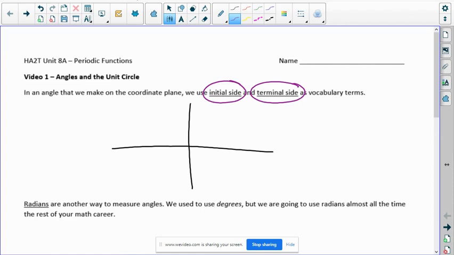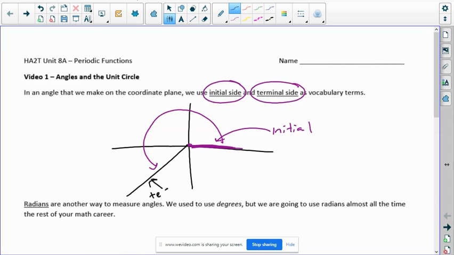On the coordinate plane, we generally start our angles on the positive x-axis. We call this the initial side of an angle. Then the angle opens up a certain amount. We're going to open it until it ends somewhere. We're going to call this the terminal side. That makes this angle that starts here and ends here have that initial side and that terminal side.